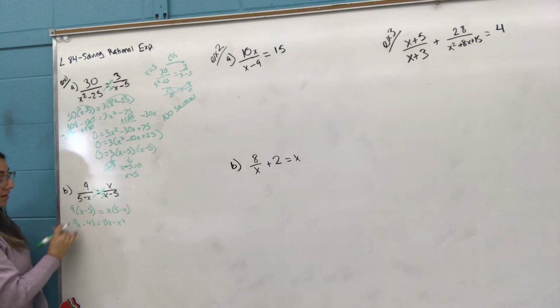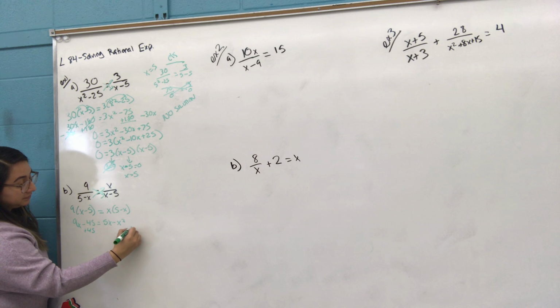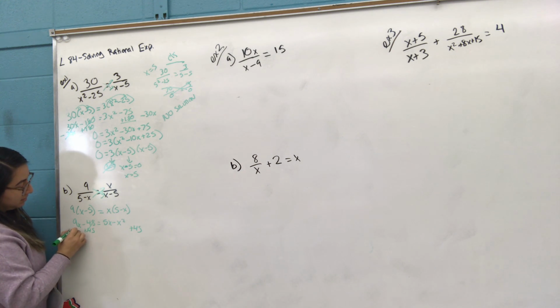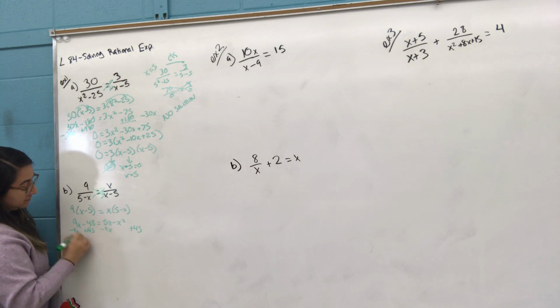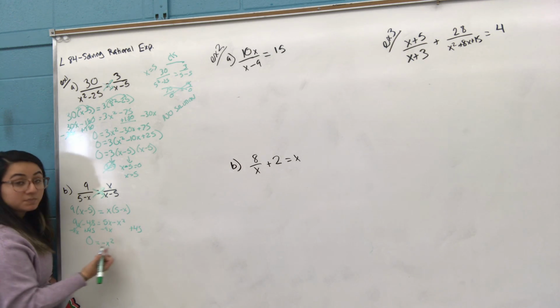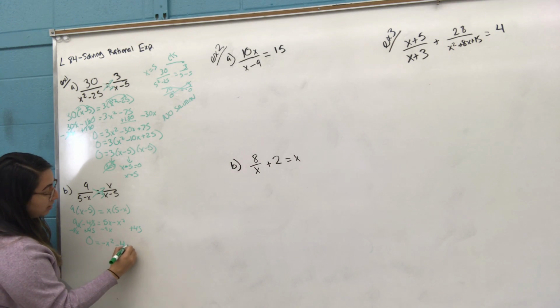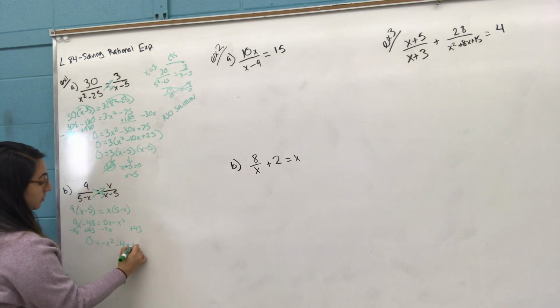Then I move everything to one side. I'm just going to move everything to this side. I'm going to add 45 and subtract 9x. To put everything in descending order, x squared is first, but it's negative. Keep that in mind. 5 minus 9x is negative 4x, and the 45 at the end.